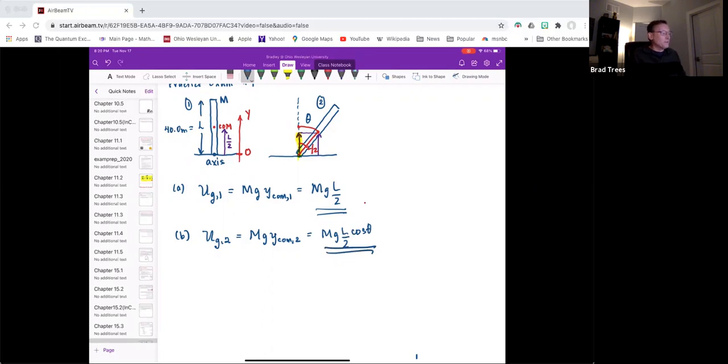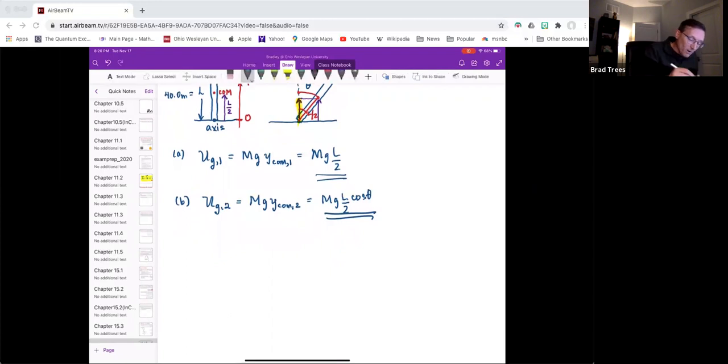Picture is worth 1,000 words there. The picture is what's going to help you see what to put there. But that's part B. Purely symbolic. No numbers yet. Won't be numbers for a while. Let's go on to part C.